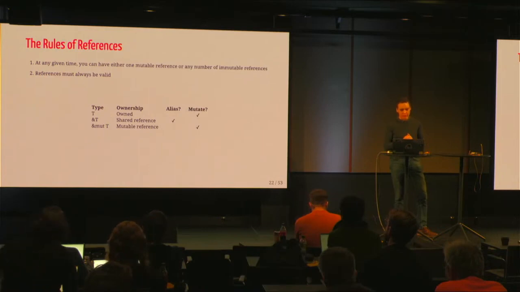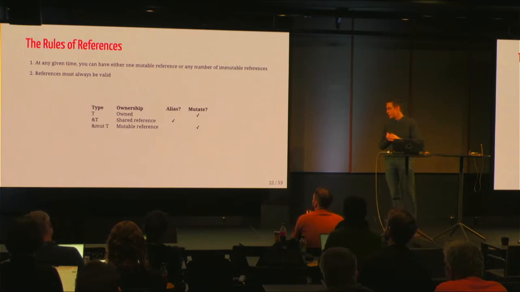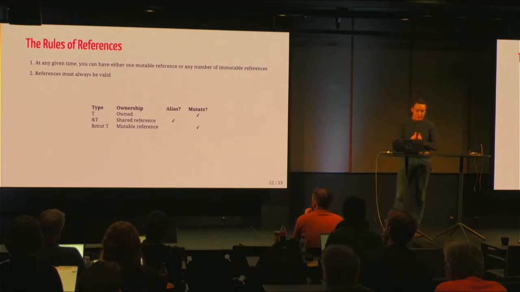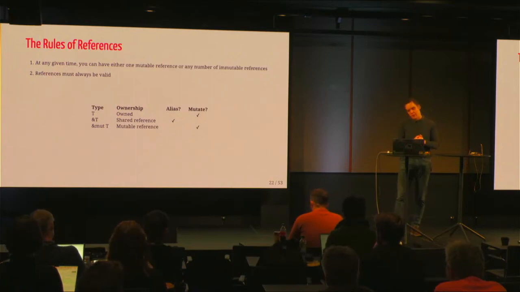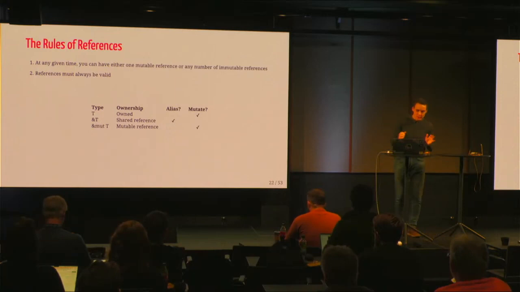And this table in the middle here summarizes the different types. We have type T, that can be owned. There's an ownership involved. If it's a mutable type, then you can mutate it, but then you cannot share it, you cannot alias it. Ampersand T means that it's a shared, immutable reference. So then you can share as many as you want, but you can't mutate it. And then you have the ampersand mut T, which is a mutable reference, and that you can only have one of. You can mutate it, but not share it, alias it anymore.